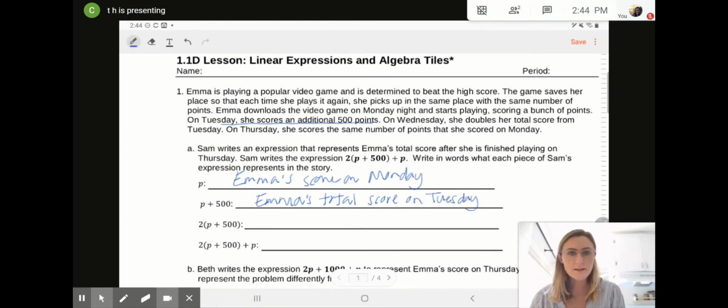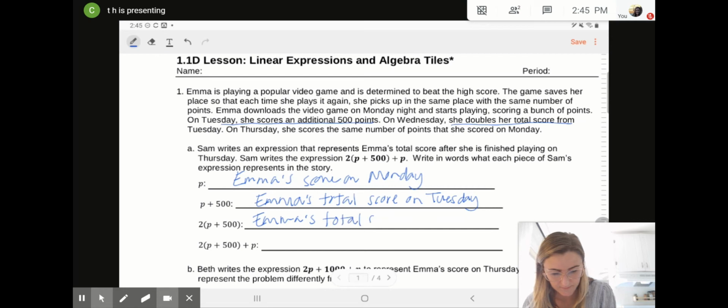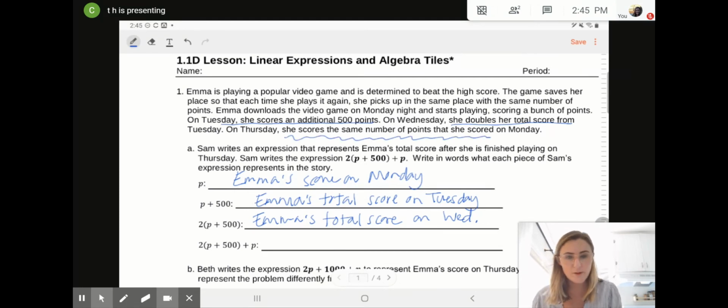The next one is on Wednesday, she doubles her total score from Tuesday. So it's 2 times that whole thing, not just 2 times p. So this is Emma's total score on Wednesday. And then the last one is Thursday, she scores the same number of points that she scored on Monday, which is just p. So we just add that p to this number of points she scored on Wednesday for Emma's total score on Thursday.